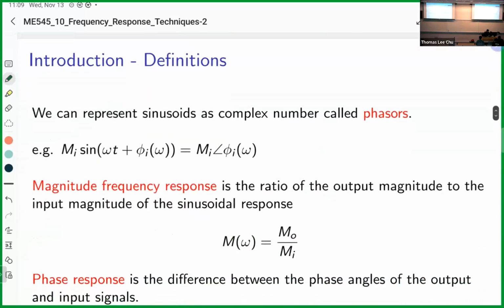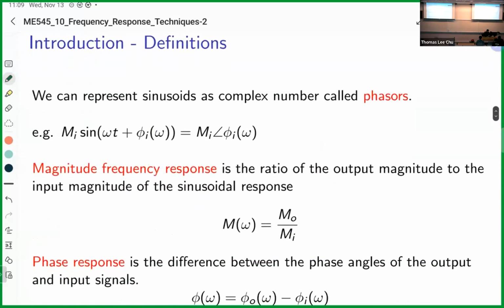So we can represent sinusoids as a complex number called phasors. We talked about that in chapter 9 briefly, but we can represent it like this, where we have Mi times some sine wave. We can represent it as Mi at the angle of phi and at that frequency. So all of that information can be rewritten here as a phasor.